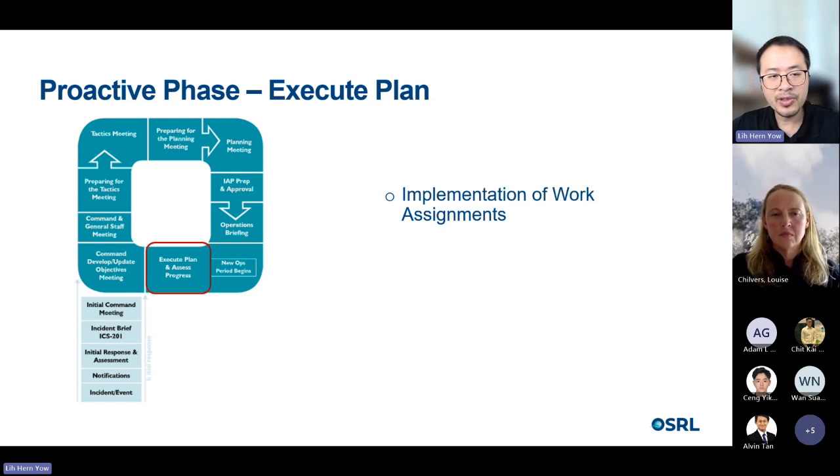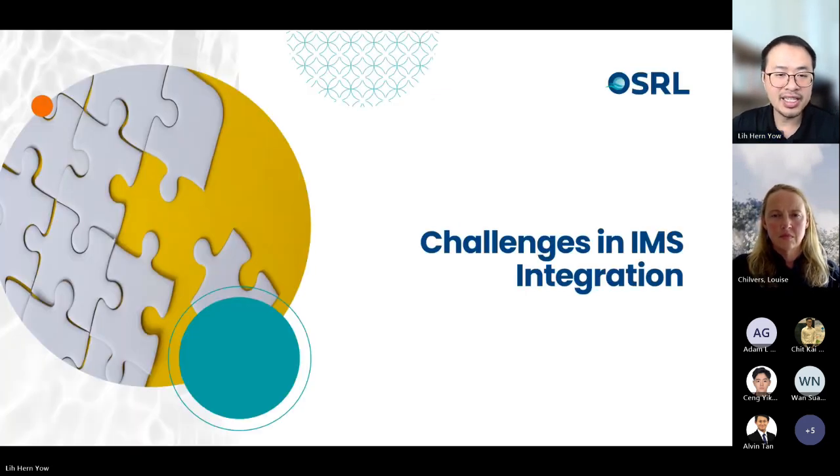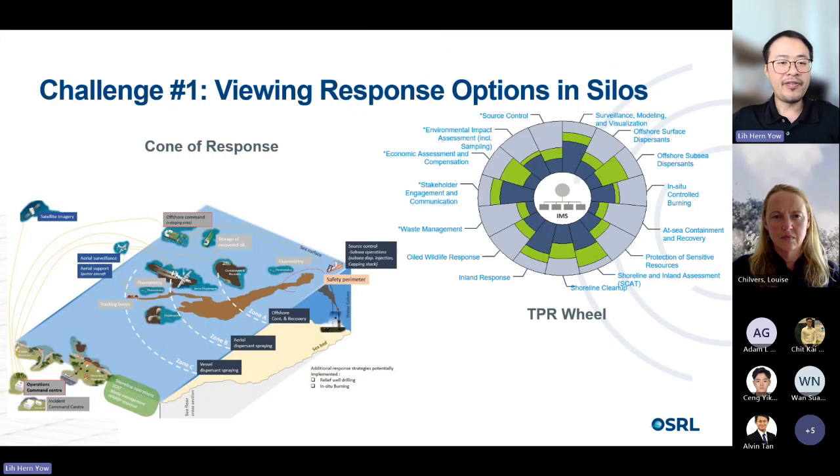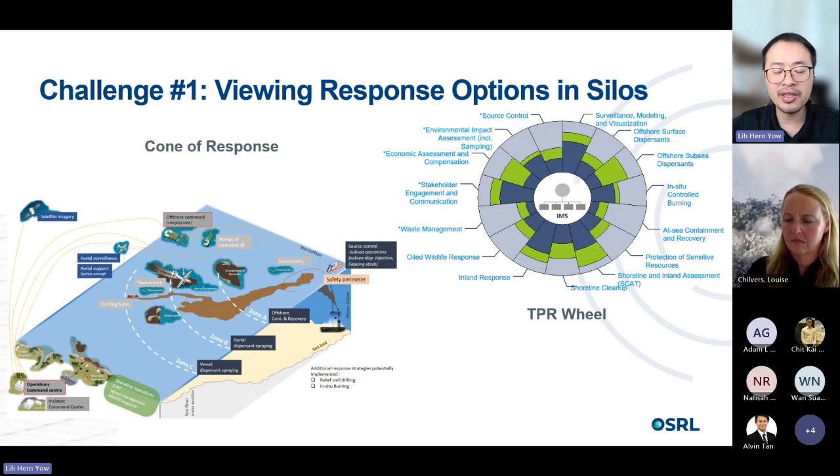And the last topic I would like to share is the challenges in IMS integration when it comes to wildlife response. I will share two challenges. The first is that very usually response options are viewed in silos, because when we are provided with the TRP views, the TRP views are a good summary of all the tools that will be available to us, but they should not be looked at in silos.